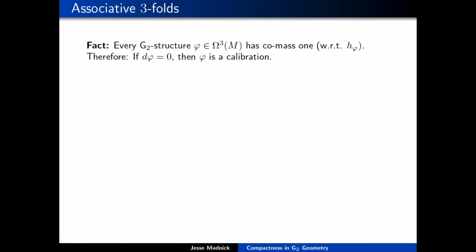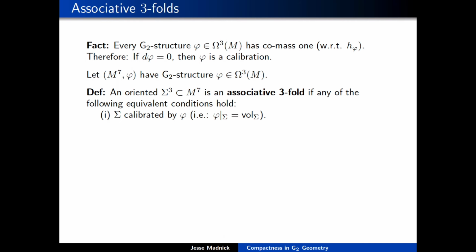So just as when you have an almost complex structure, there is then a distinguished class of submanifolds. Similarly, when you have a G2 structure on your 7-manifold, there is again a distinguished class of submanifolds. The starting point for this observation is the following fact. Every G2 structure, phi, has comass 1 with respect to its induced metric. That's half the definition of being a calibration, so of course, in particular, if phi is closed, then phi is a calibration. So once again, the calibrated threefolds in M7, the three-dimensional submanifolds that are calibrated with respect to phi, we'll call those the associative threefolds.